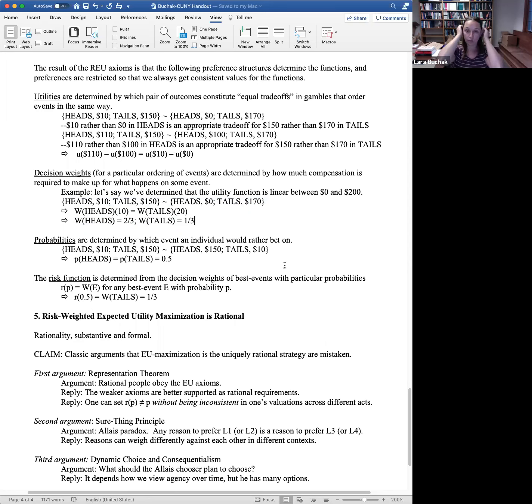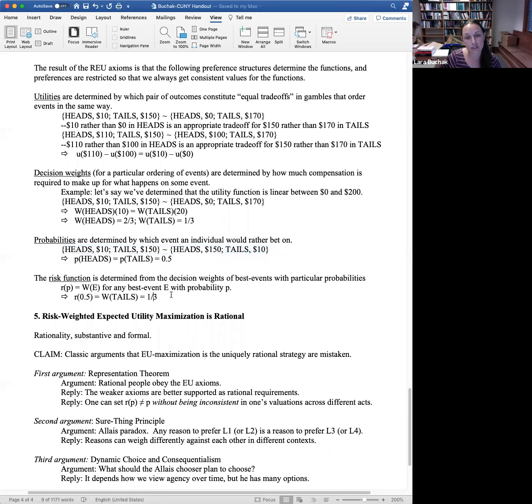Probabilities are going to be determined by which event an individual would rather bet on. So for example, if you're indifferent between heads 10, tails 150, and heads 150, tails 10, then the theory is going to say that your probability of heads is equal to your probability of tails is equal to 0.5. So this is how probabilities are determined. Hopefully you can see that probabilities very clearly represent beliefs about states of the world, nothing to do with money. It's just which event would you rather put the good prize on versus the bad prize. That's how probabilities are determined in risk-weighted expected utility.